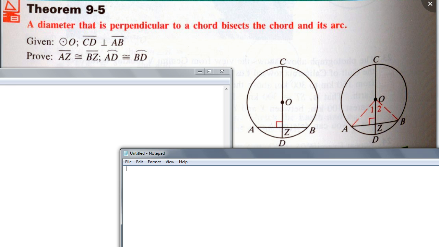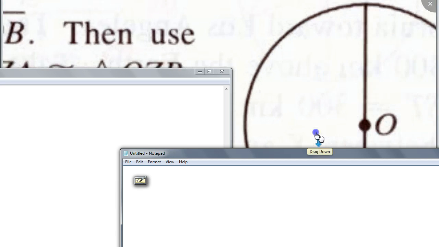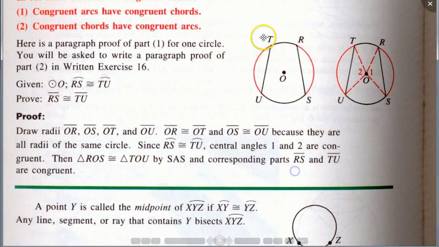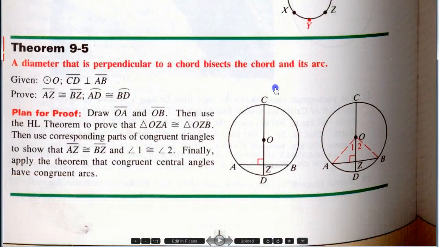Can we use the theorem from before? I thought that too, but not really. If you look at the theorem before, we have two different arcs, don't we? Right, we have two. Here, we just have one arc, so it's not the same.